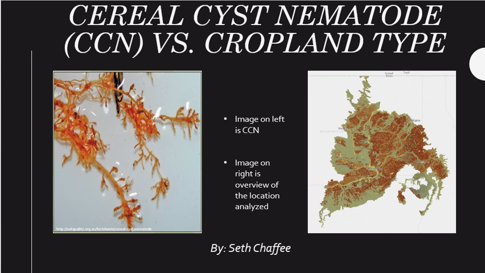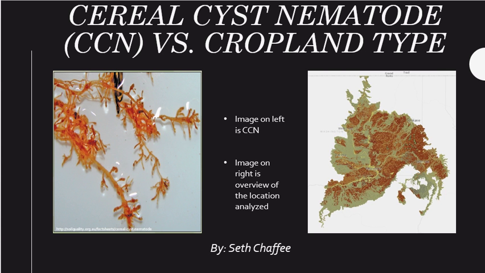For this final project, I used Lab 4 as a basis for running the models and getting the outputs of data that I wanted. The topic that I analyzed is the frequency of cereal cyst nematodes, also known as CCN, found relative to the differing crop types.